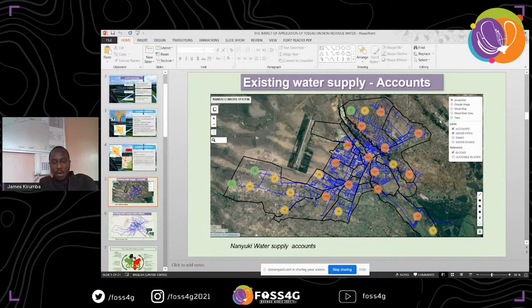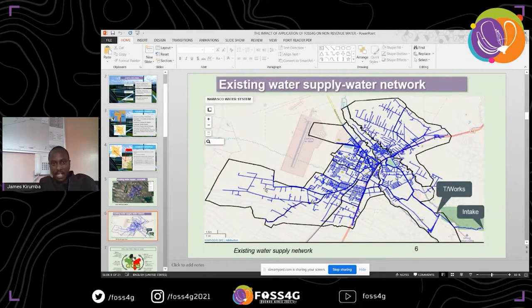This is just a map showing how our infrastructure or our GIS data is. With the help of QGIS, we were able to map all our infrastructure, that is the water pipes, the customer connections, the sewer lines, the appurtenances, the tanks, as well as subdivide our area into small manageable blocks. Also on that slide is the existing water supply network. This is GIS data on our infrastructure overlaid on OpenStreetMap showing our pipelines, where we have our intake as well as our treatment works.